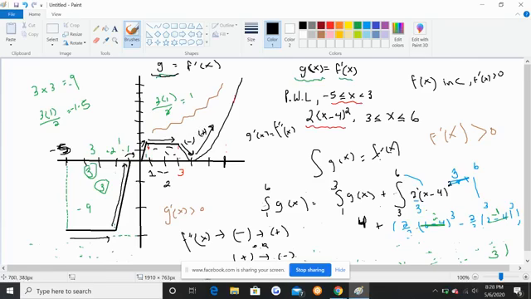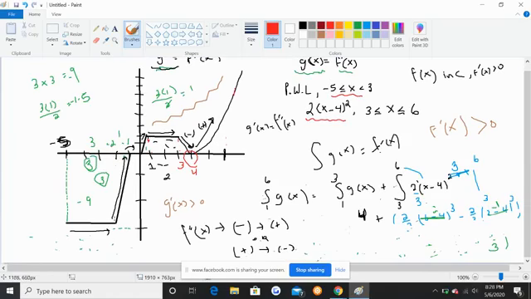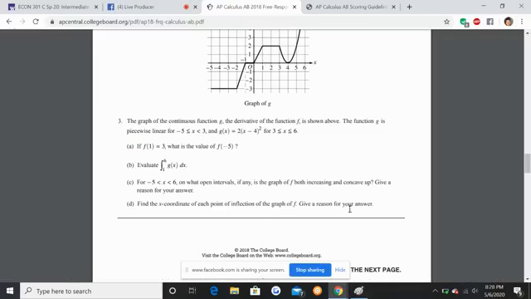And so now we can see that at this point right here, which is x equals 4, that is a point of inflection. So at x equals 4, f of x has a point of inflection. Please do not write inflex, say has a point of inflection. Perfect. Give a reason for your answer.